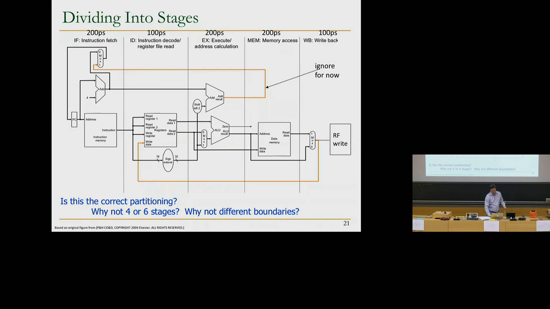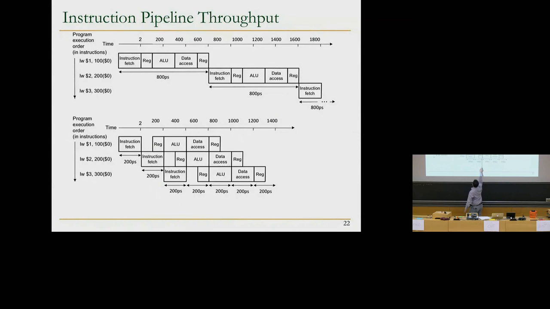Now, about this particular division, we are following the one in the book. So again, what we have here at the top is the single cycle architecture. It can also be executed in multiple cycles, but here you already have some times. So there is a time axis. You see that everything together takes 800 picoseconds. There's instruction fetch, register, ALU, data access, register. Now, once you divide it with the division that we have, each one of them is 200 picoseconds.